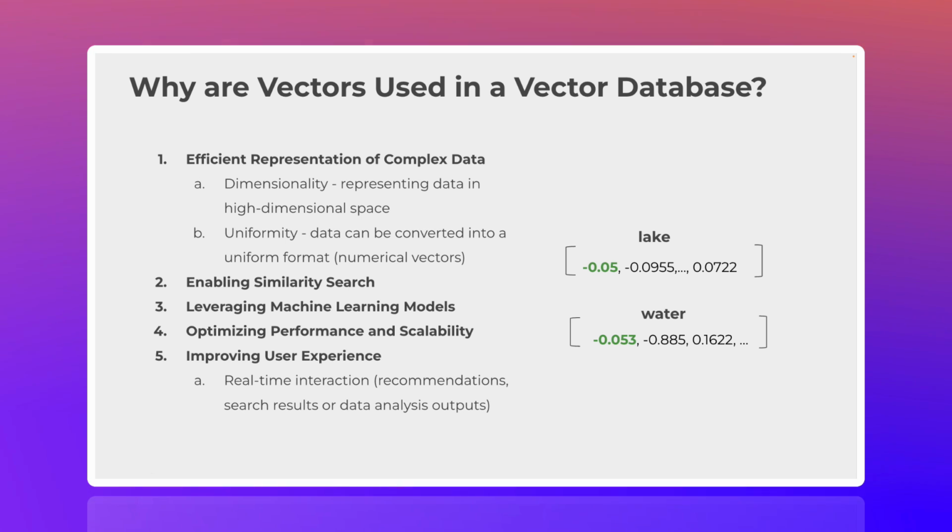In conclusion, vectors are used in vector databases primarily because they are able to transform complex and high-dimensional data into a manageable, searchable, and scalable format. That's very important to remember. Vectors are used in vector databases because they convert complex and high-dimensional data into manageable pieces that are easy to search and scalable.